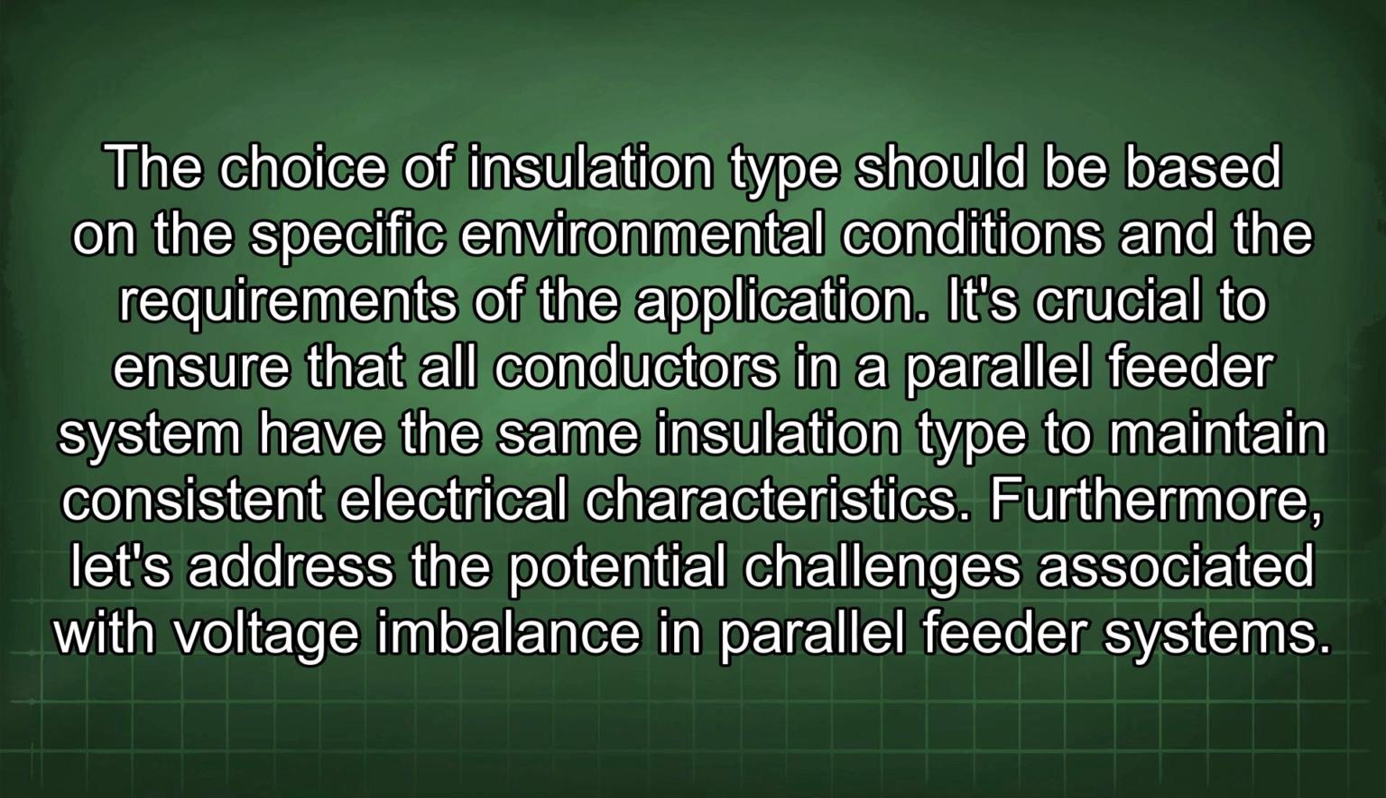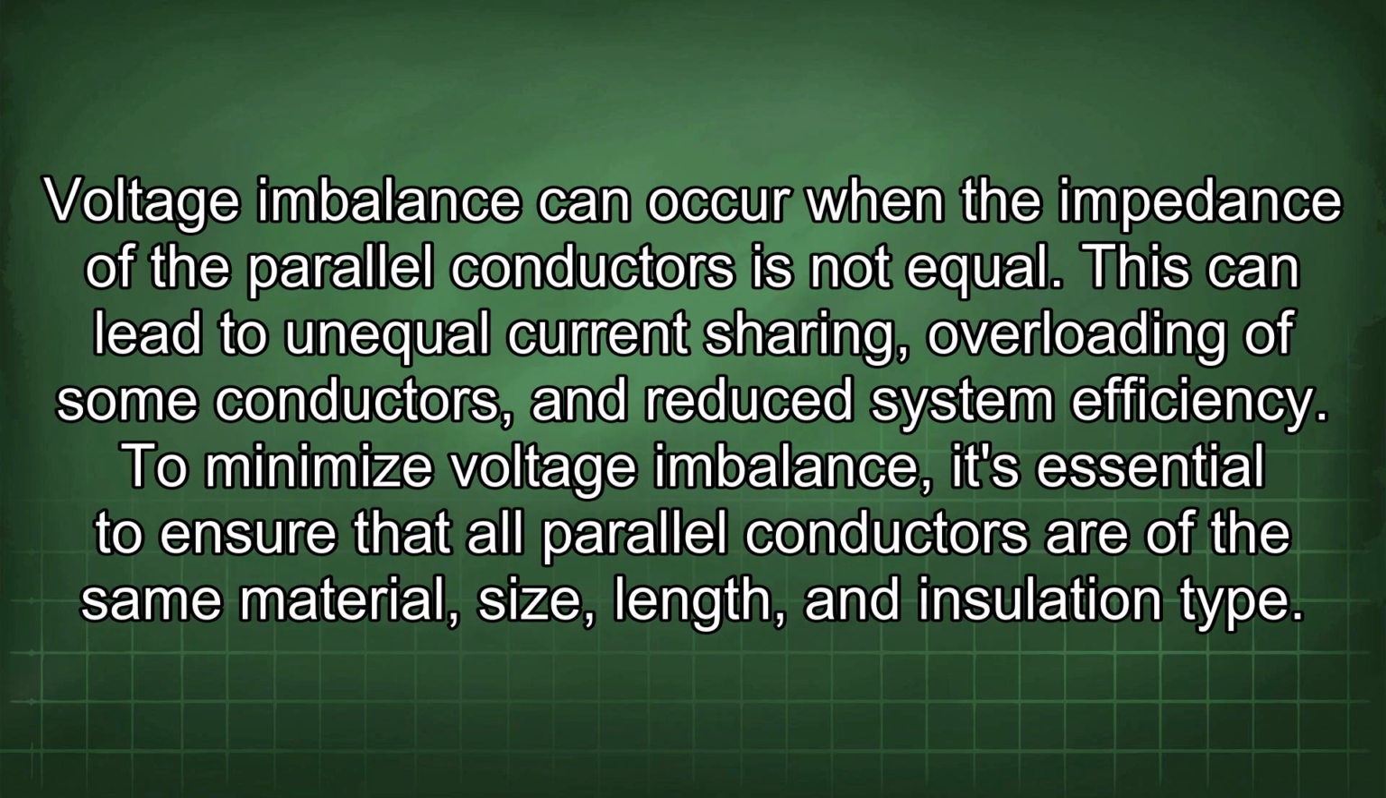The choice of insulation type should be based on the specific environmental conditions and the requirements of the application. It's crucial to ensure that all conductors in the parallel feeder system have the same insulation type to maintain consistent electrical characteristics. Furthermore, let's address the potential challenges associated with voltage imbalance in parallel feeder systems. Voltage imbalance can occur when the impedance of the parallel conductors is not equal. This can lead to unequal current sharing, overloading of some conductors, and reduced system efficiency.